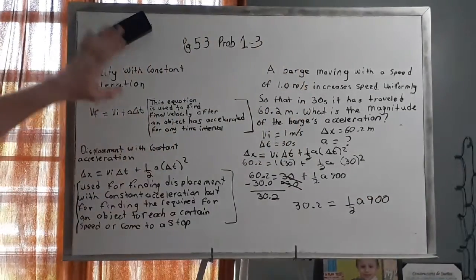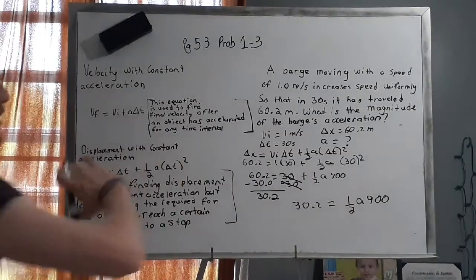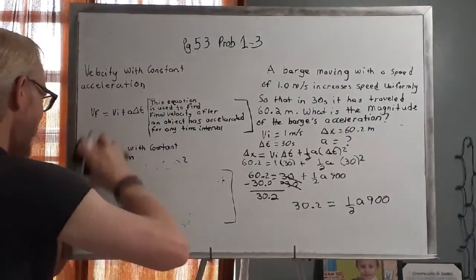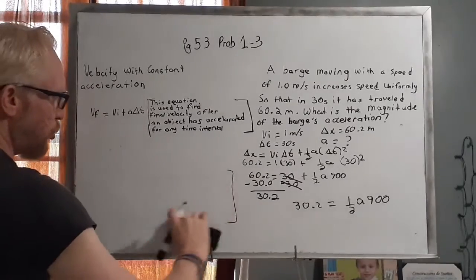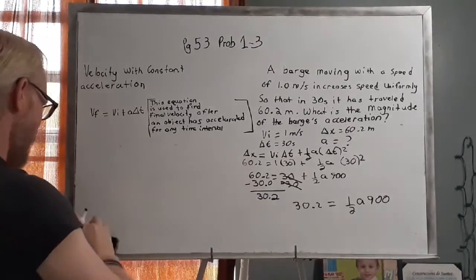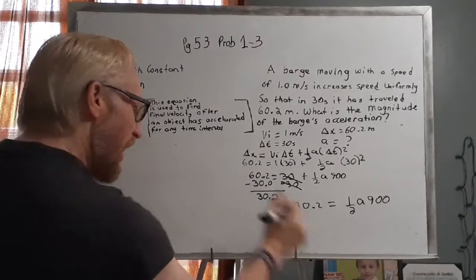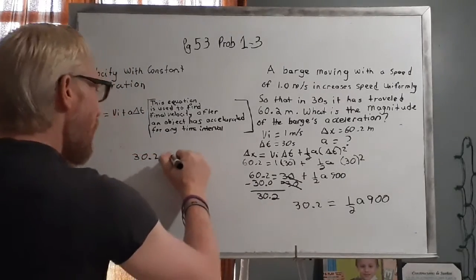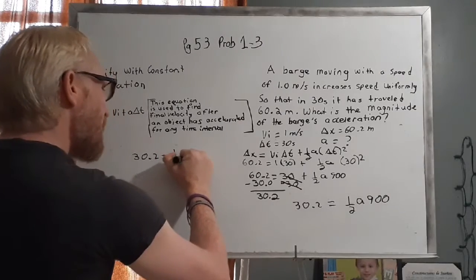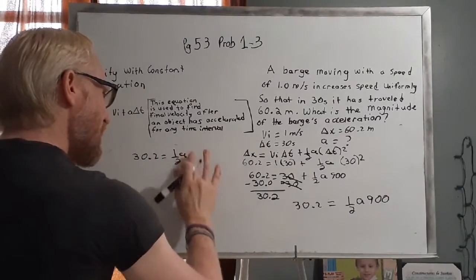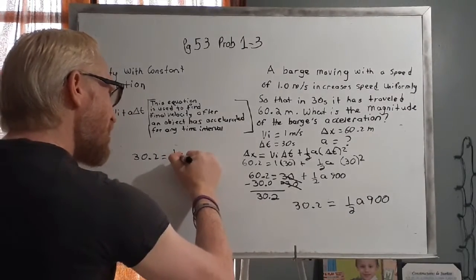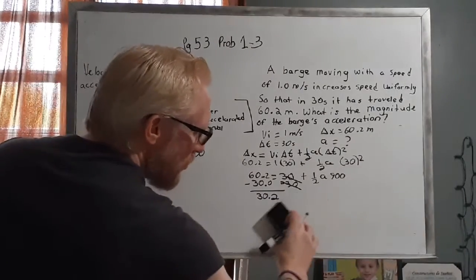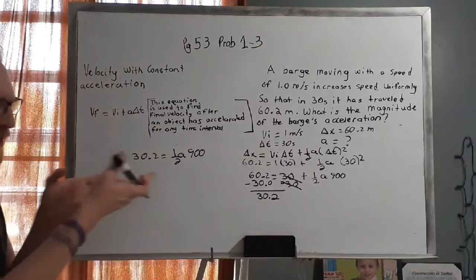So what I'm going to do is erase this side of the board so we can continue the problem here, okay? That way the numbers don't look so scrunched up next to each other and it's easier to observe. So we have, and I'm writing it again, 30.2 equals 1/2 of the acceleration, multiplied by 900 seconds.